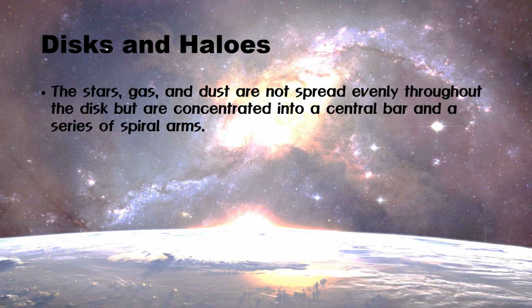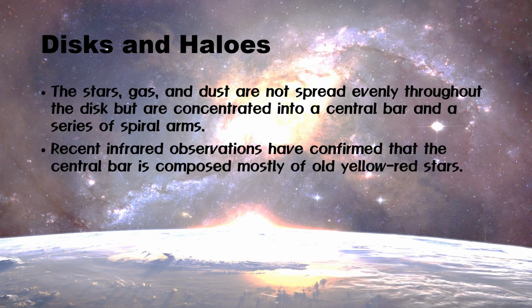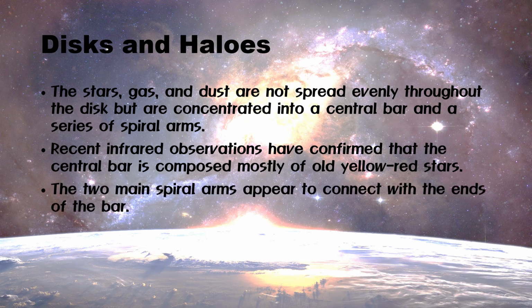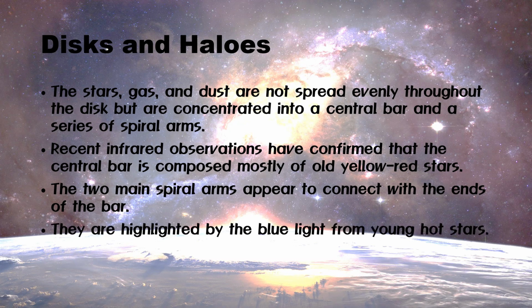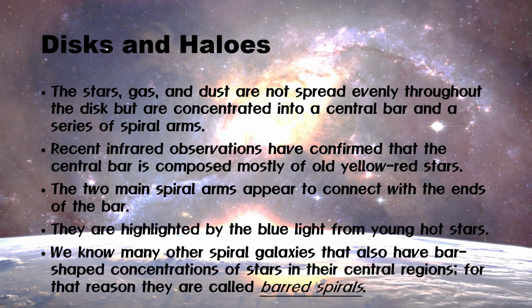Now, the stars, gas, and dust are not spread evenly throughout the disk, but are concentrated into a central bar and a series of spiral arms. Recent infrared observations have confirmed that the central bar is composed mostly of old yellow-red stars. The two main spiral arms appear to connect with the ends of the bar. They are highlighted by the blue light from young hot stars. We know of many other spiral galaxies that also have bar-shaped concentrations of stars in their central regions, and for that reason we refer to these as barred spirals.